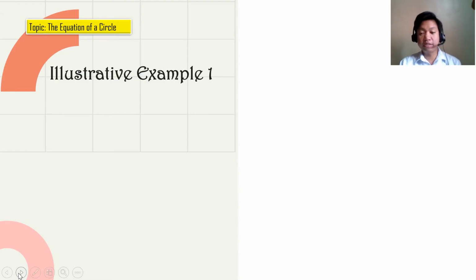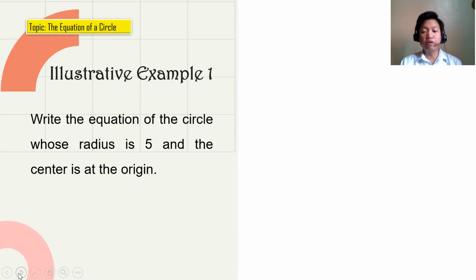Okay, let's have now an example on the equation of a circle. So, let's try to answer this. Example number 1. Write the equation of a circle whose radius is 5 and the center is at the origin.